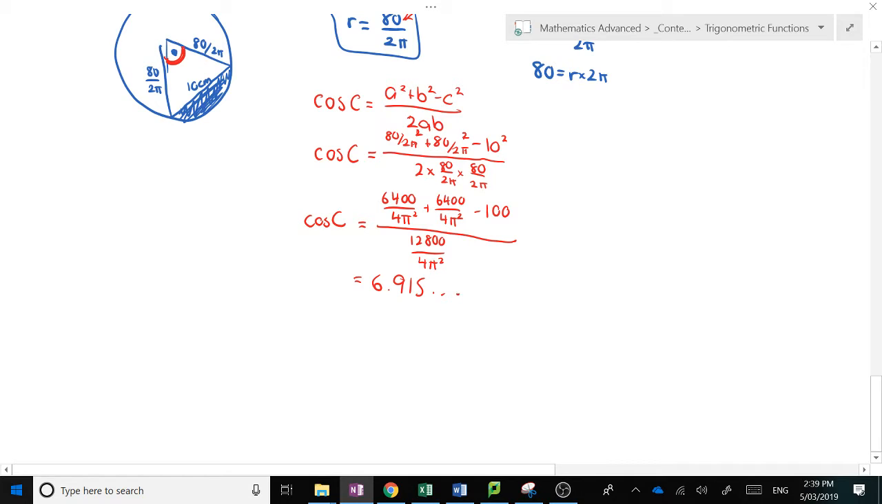6.915 blah blah blah is cos C. So I need to go shift cos of 6.915. Make sure I'm in rad because we're doing all these formulas in rad. Of 6.915. Error 2. I keep getting error. 1 second. So wait, this is going to be our test. Okay, let me try this.